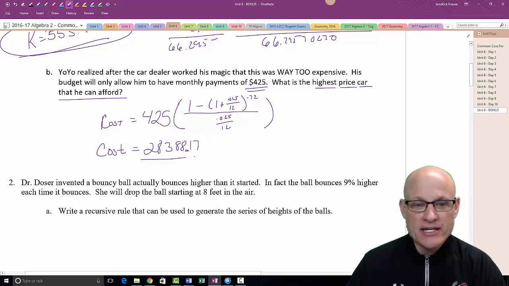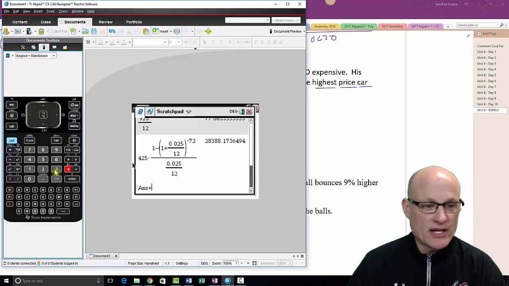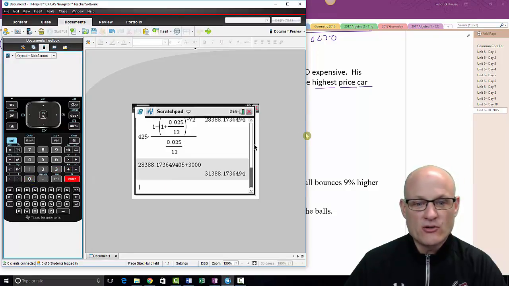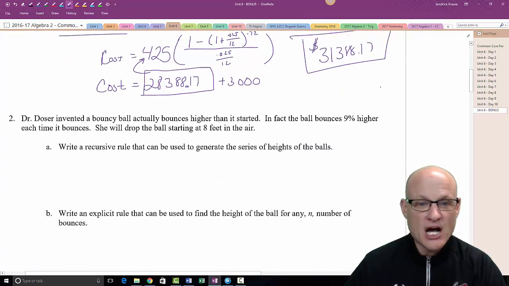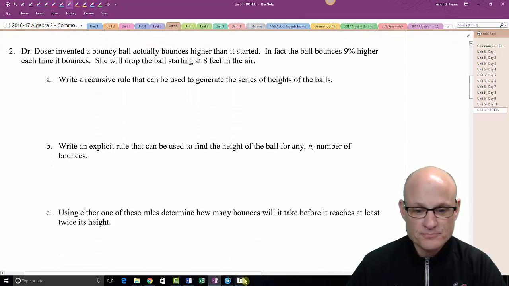Now this is actually not the answer to the question. This is how much money he can afford to take out a loan for, because that would give him a monthly payment of $425. Don't forget, he still had the $3,000 down payment. So I add $3,000, and I say, oh, he really could have taken a loan out for $31,388.17. So that's actually the answer to the question. All right, that's one. I'll be back for the next one.